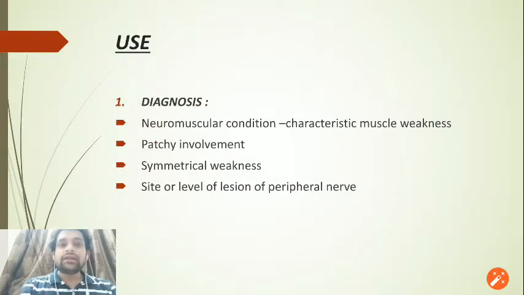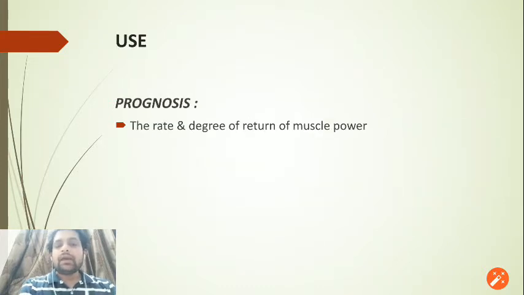So next we'll see the uses. So uses of MMT, first we'll learn the diagnosis. So in diagnosis, in various neuromuscular conditions we can check the muscle weakness, then any patchy movement, then symmetrical weakness, site or level of lesion of peripheral nerve. In prognosis, the rate and degree of return of muscle power.